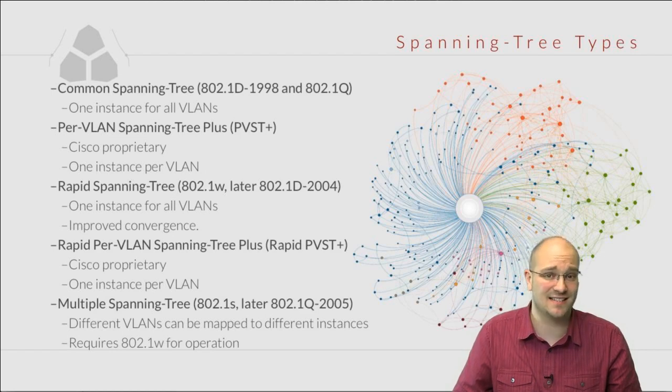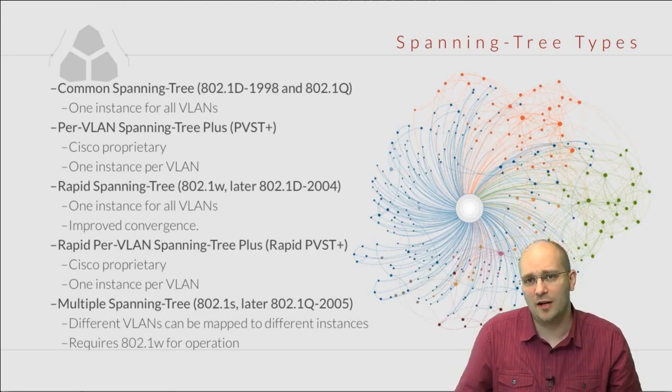Cisco again doesn't support this protocol directly, and instead they have their own rapid per VLAN spanning tree, or rapid PVST+. Again, Cisco proprietary, and we have one instance per VLAN.